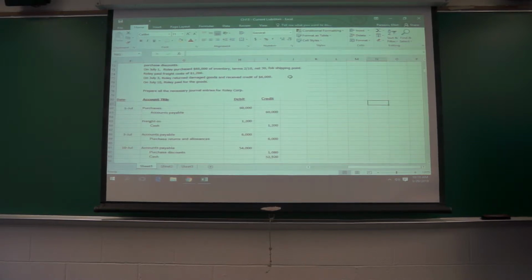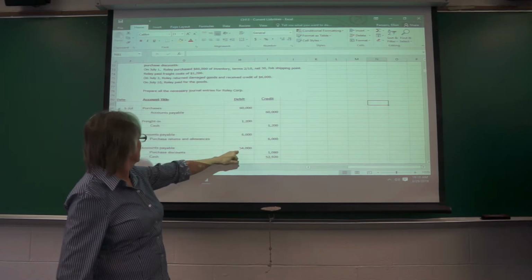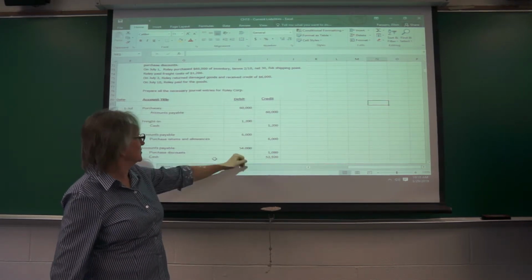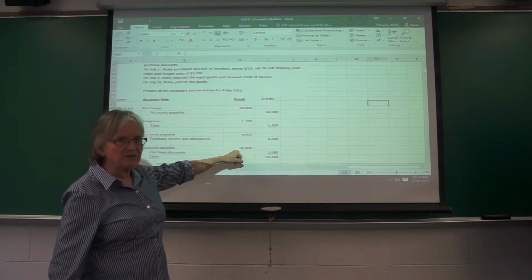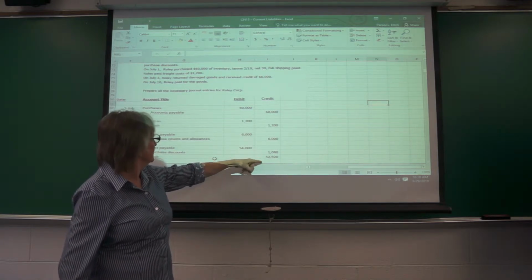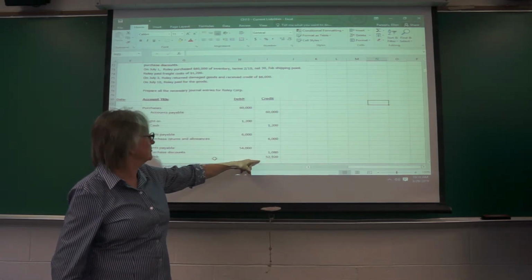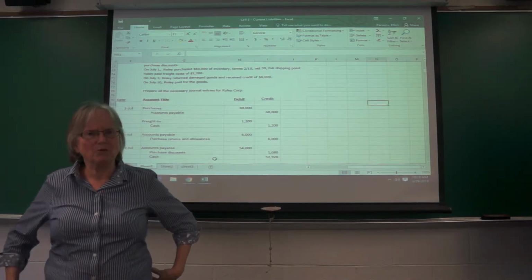Okay, so it was 2/10, net 30. So that means that they're going to be able to take a discount on the bill. Okay, so they don't owe the 60 because it's 60 minus the 6 that was returned. So you have an accounts payable total of $54,000. On that, you can take the 2% discount. So 2% is $1,080, and so the check that you write is for the $52,920. Okay, and I think they don't get a whole lot worse than that.